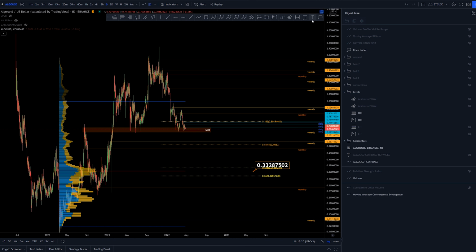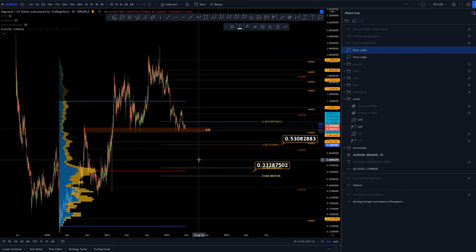Another area of interest is here around the 53 cents, which is closer to our current price, where we have the 50% retracement of the same move, but we're in the middle of a weekly and a monthly.